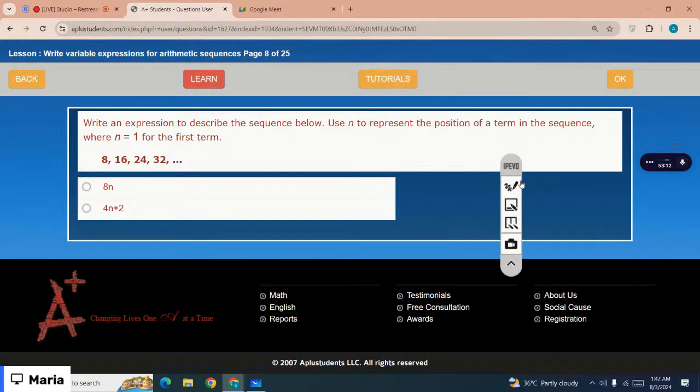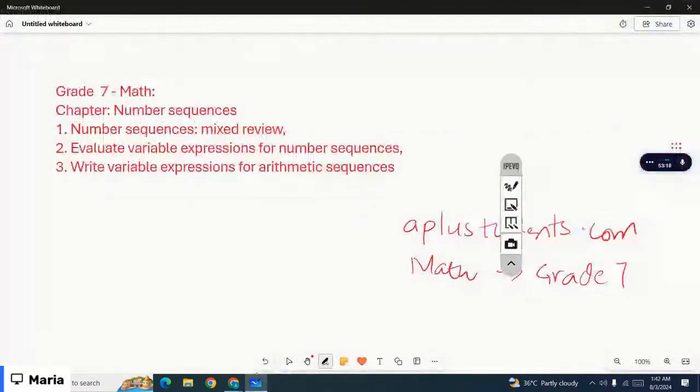Okay, you can complete the lesson by yourself later today. So we were working on grade 7 math. The chapter we were working on is number sequences. The lessons we have covered today are number sequences, mixed review, evaluate variable expressions for number sequences, then write variable expressions for arithmetic sequences, right? So please make sure before the next session you complete all the practice questions for the lessons we just did. That is your homework until next session, right?